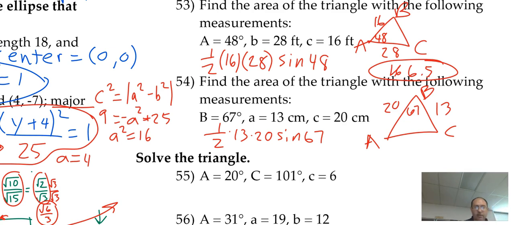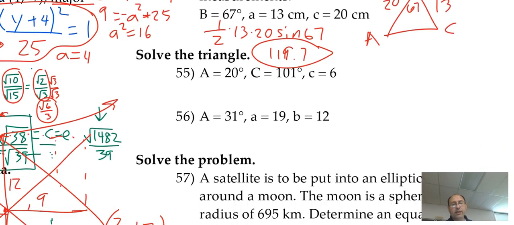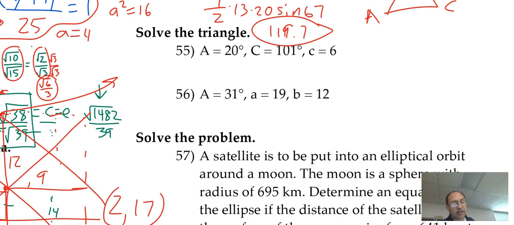Oh, make sure your calculator is in degree mode when you're doing all these triangle things. 119.7. Oops. 119.7. All right. I know they said hundredths, folks, but don't get hung up on that. I'm pretty sure since it's a multiple choice final exam, you can figure out which one it is.